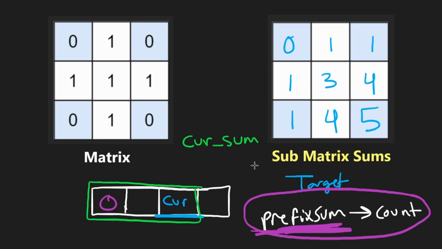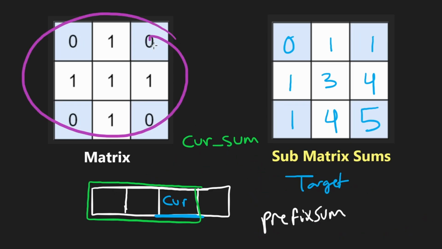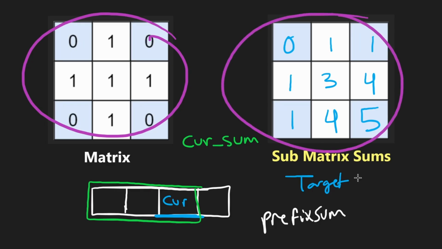That's not simple to understand. It's even harder to come up with, but that's the idea that we use with one dimension. We optimize n squared down to big O of n. So can we do the same thing with this? And the answer is yes. Let me show you how.